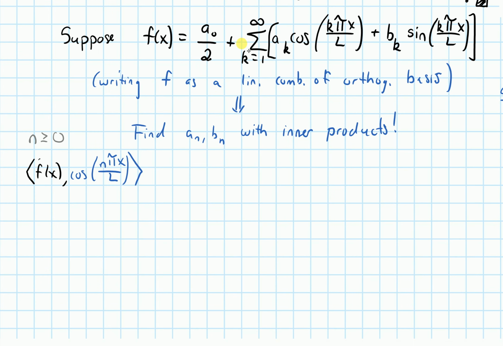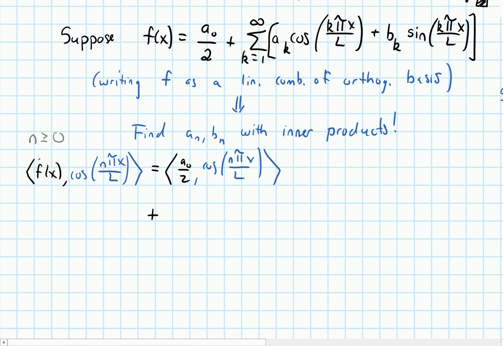But on the right-hand side, we have a sum of a whole bunch of terms. So when we apply distributivity with our inner product, we'll get a0 over 2, its inner product with this cosine term, cosine of n pi x over L. And then we have to do it with all the cosine terms and all the sine terms. So now doing it with the cosine terms first.